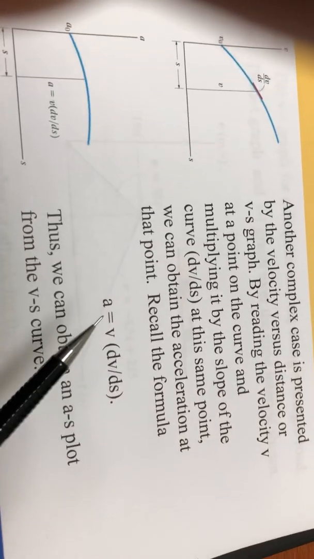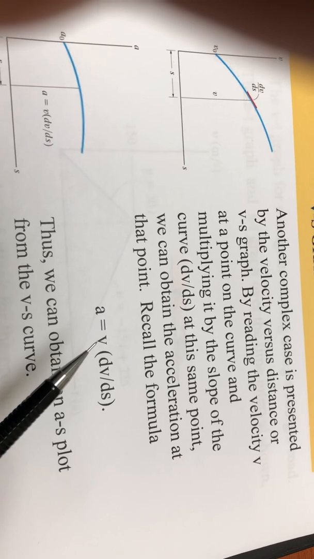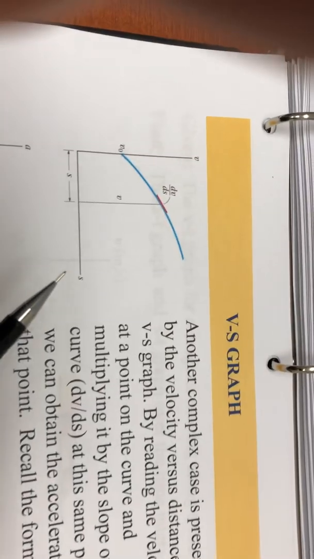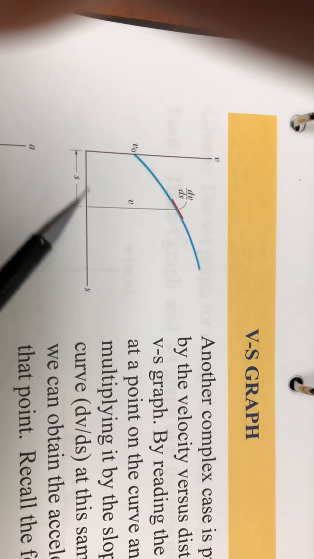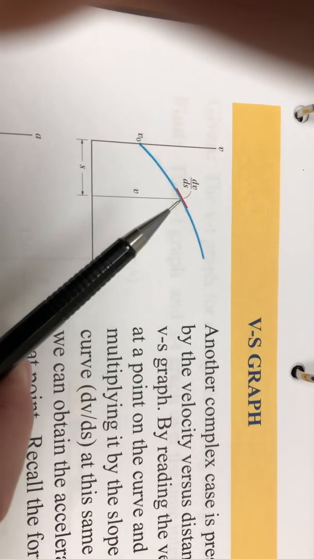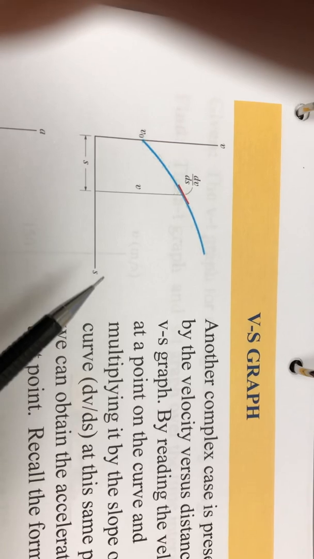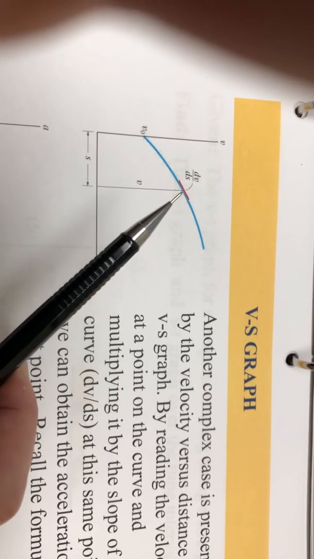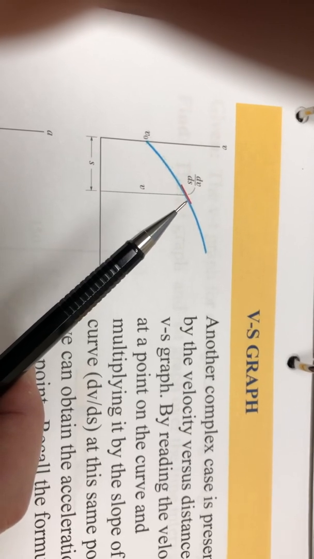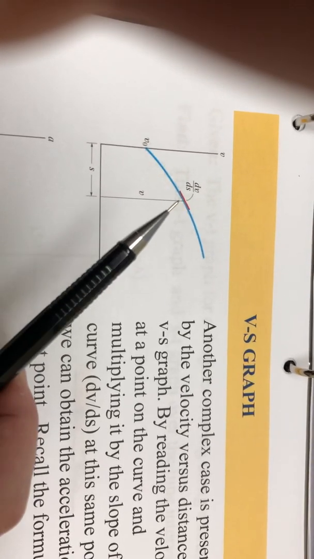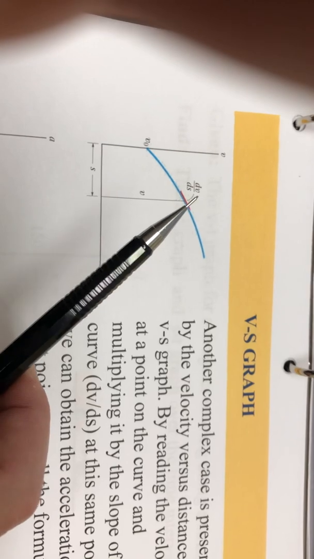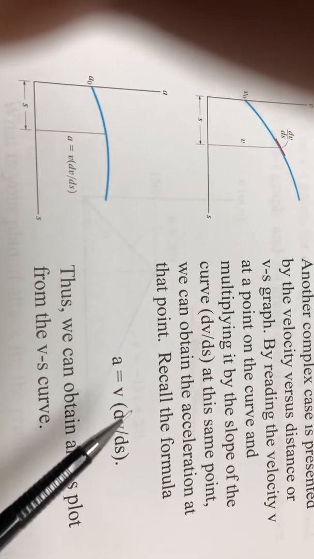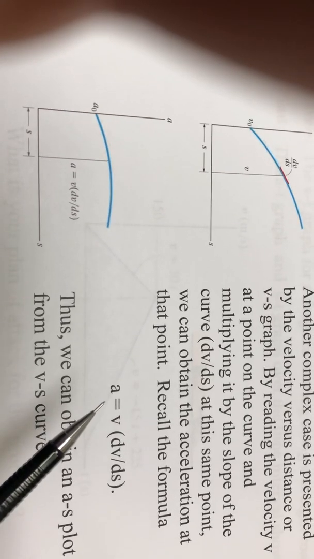We have the relationship that the acceleration is equal to v times dv/ds. If you look at this velocity versus position curve, at any point we know what the velocity is, because it's a velocity versus position curve. We can also calculate the slope dv/ds at any position. So if I take the velocity at that position and multiply by its slope, I will have this term, which gives me the acceleration.